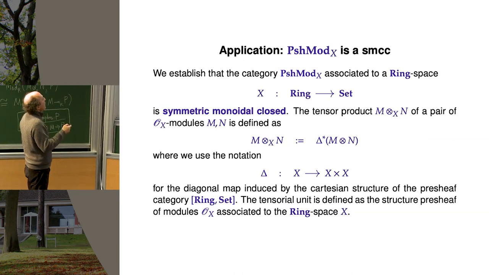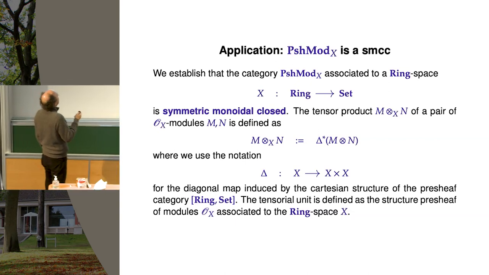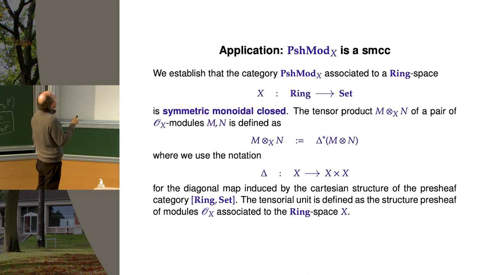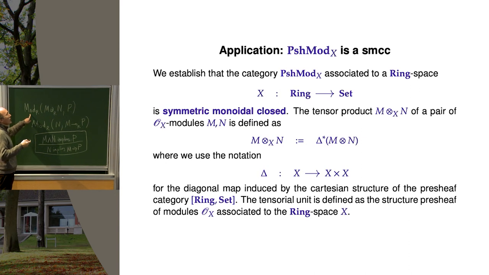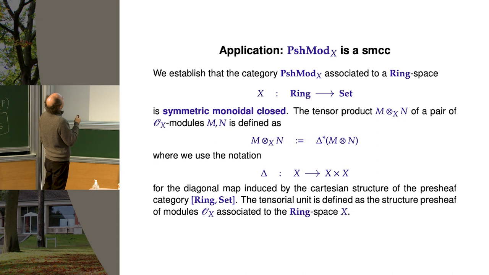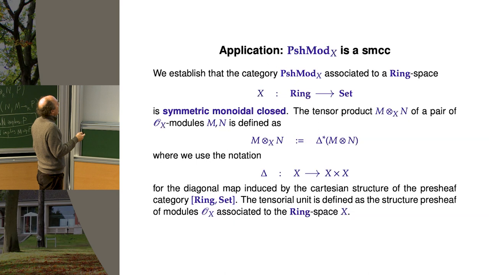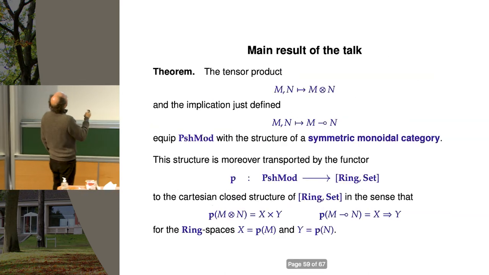As an application, I will show what I wanted to show at the very beginning of my talk. I started, if you remember, with modules over one ring, but now I have the category of presheaves of modules above a covariant presheaf of rings. I will show that it's symmetric monoidal closed, and thus a model of linear logic. The tensor product will be defined by the tensor product that we just defined here.